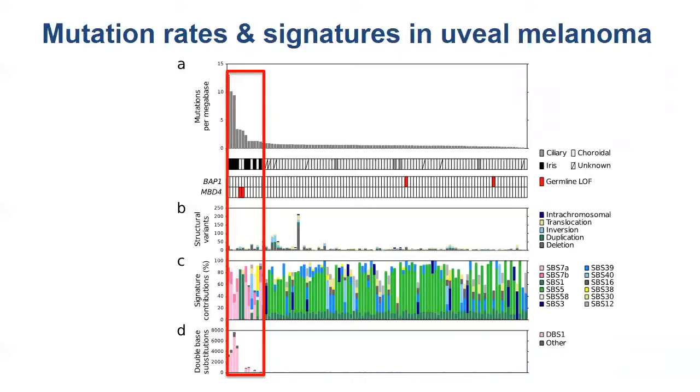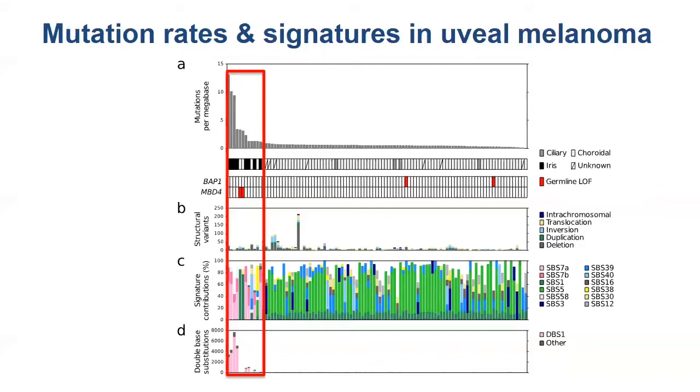Each column represents the data from a single tumor or patient. So the top panel, panel A, shows the tumors ordered from left to right based on the number of mutations in that tumor sample. The vast majority of uveal melanomas do not have a high mutation burden. And this contrasts markedly with cutaneous melanoma, which is one of the highest mutation rates of any cancer type. However, on the left, the red boxed area shows a few tumors with relatively high tumor mutation burden.